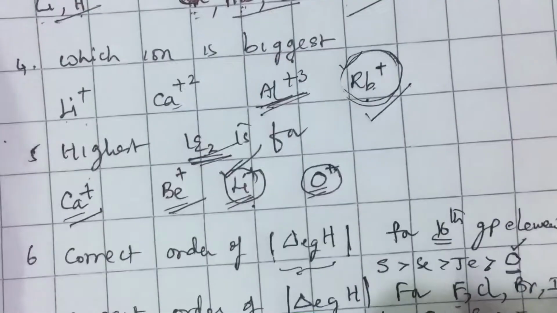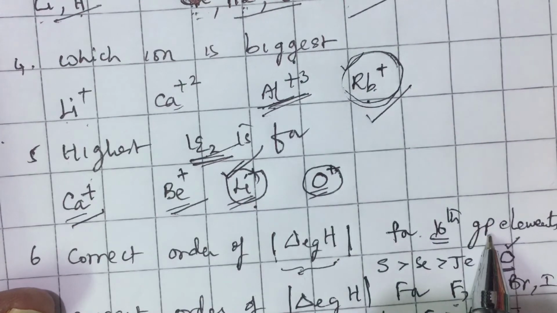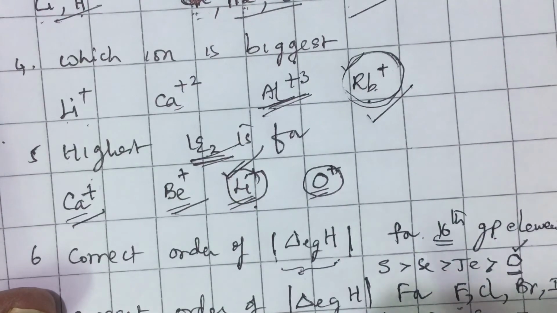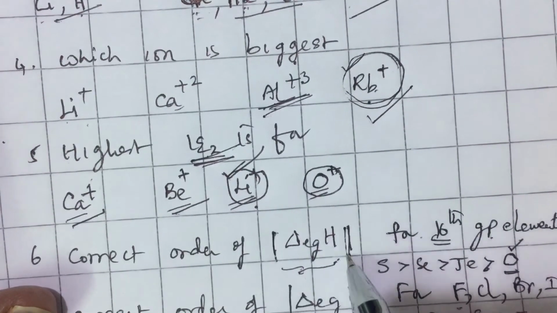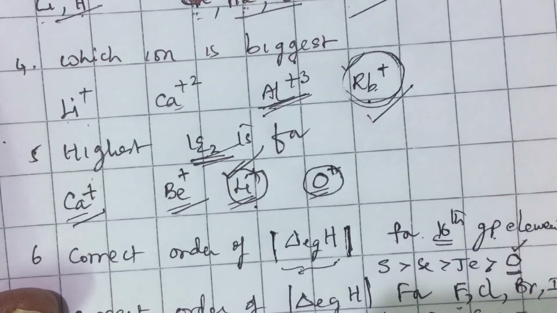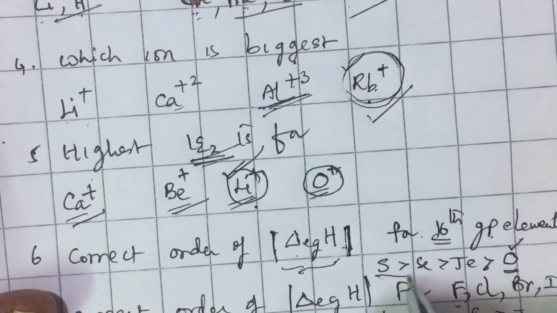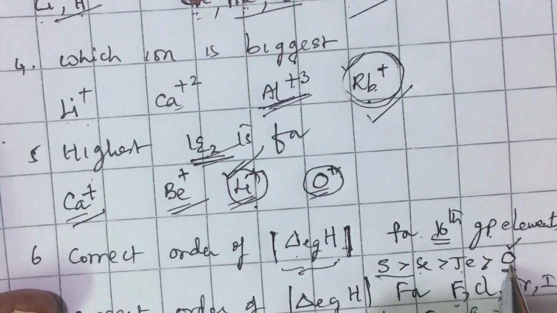Okay. Correct order of electron gain enthalpy for 16th group elements. Generally, electron gain enthalpy, absolute value they are asking, modulus. If you put 2 lines, it means you are not taking the sign. You are looking at only the value. Absolute value of electron gain enthalpy for 16th group elements has this order: sulfur is greater than selenium is greater than tellurium is greater than oxygen.